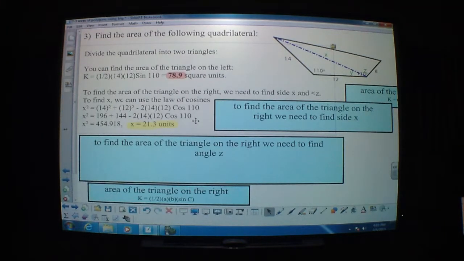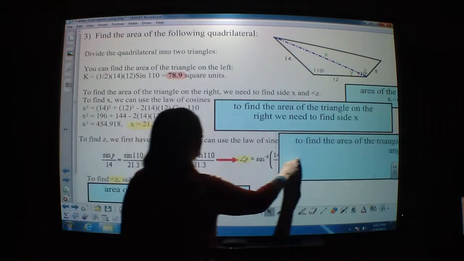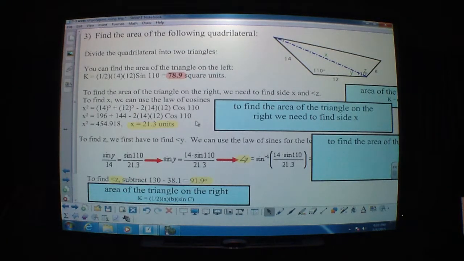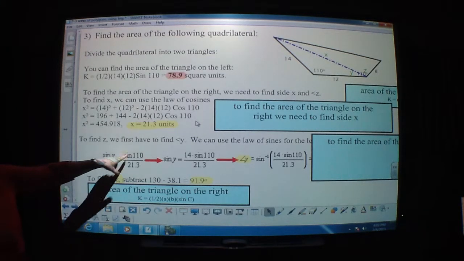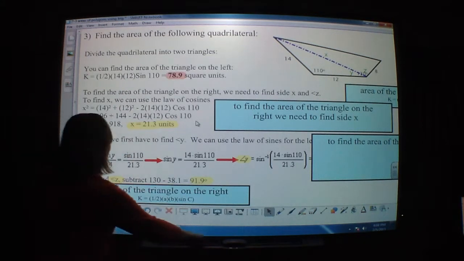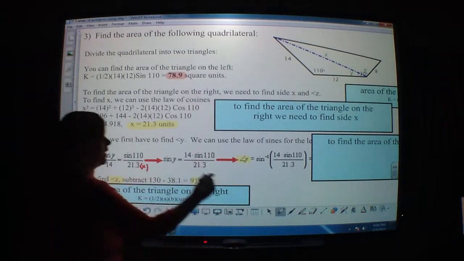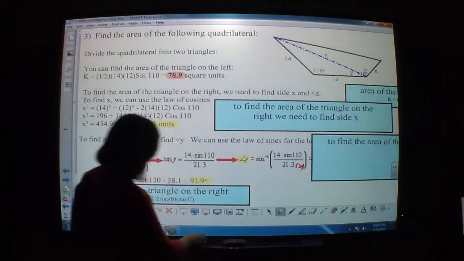Okay? So I have a side there, X. I have an angle opposite, 110. I need to find the angle Y, so I can use law of sines. The sine of Y over 14 is equal to the sine of 110 over my side X. And that's what I have right here. So when you're doing it, the sine of Y over 14 is equal to the sine of 110 over, remember, this was my X. That's where that's stored. Okay? And then do the math.